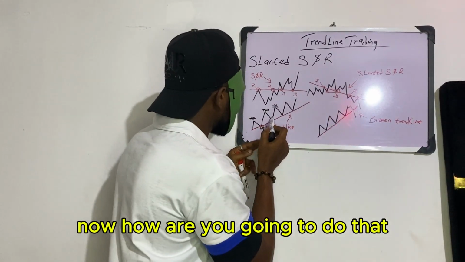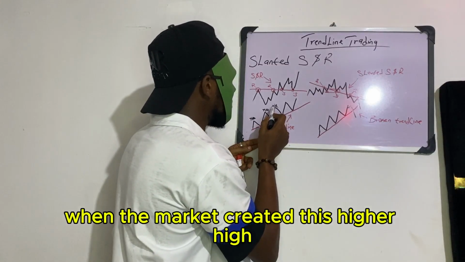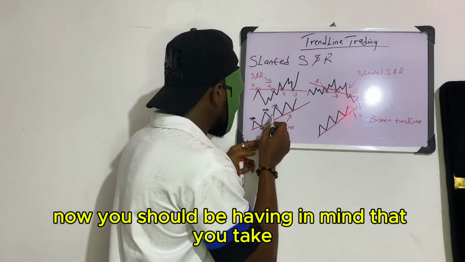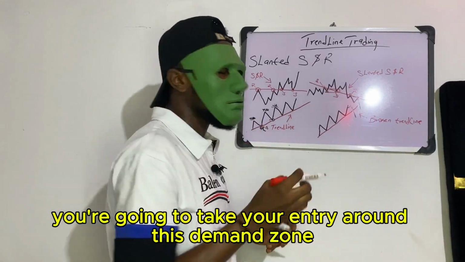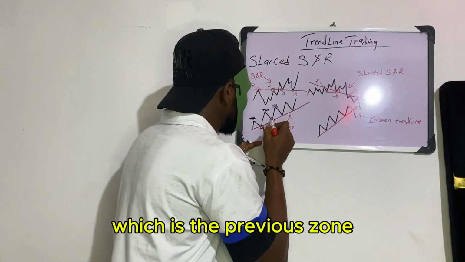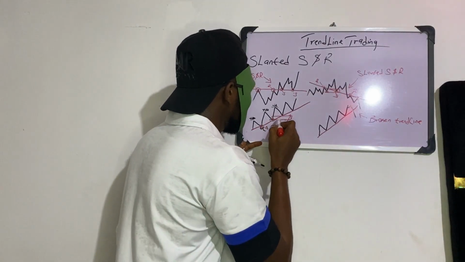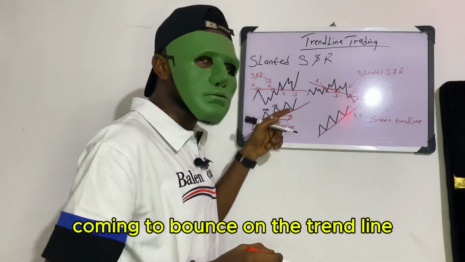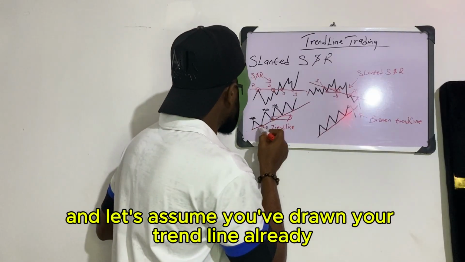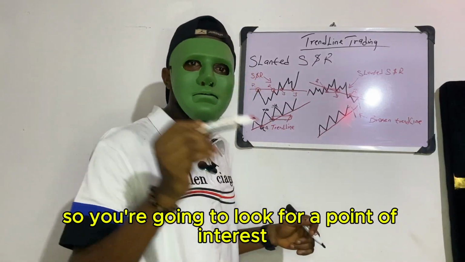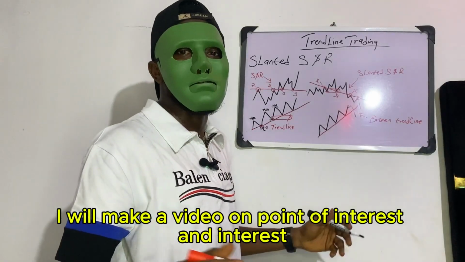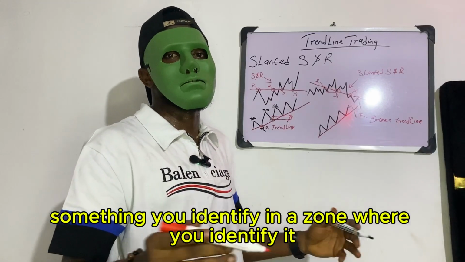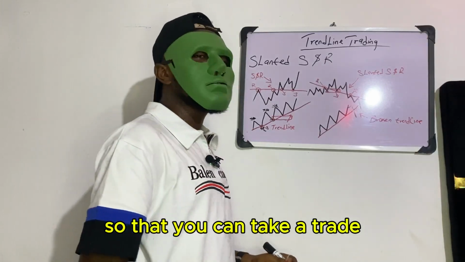Now, how are you going to do that? When the market created this higher high, let's say we'll mark the market around there. Now, you should have in mind that you are going to take your entry around this demand zone, which is the previous zone where the market reliably comes to bounce on the trend line. And let's assume you've drawn your trend line already. So you're going to look for a point of interest. I will make a video on point of interest and entries so that you can look for something you identify in a zone, so that you can take a trade.